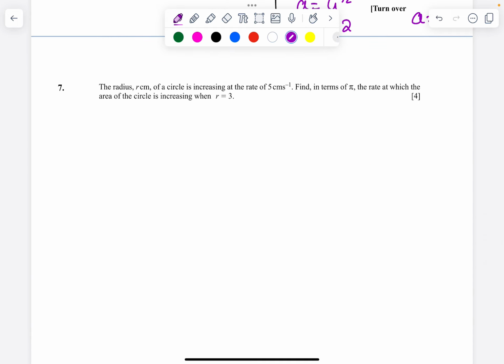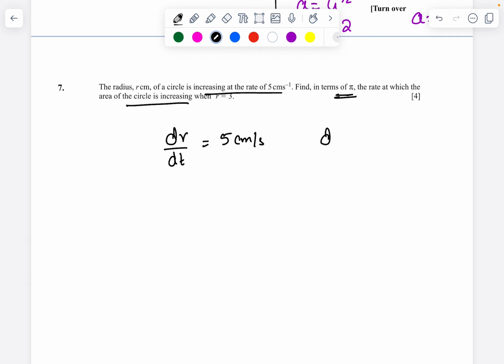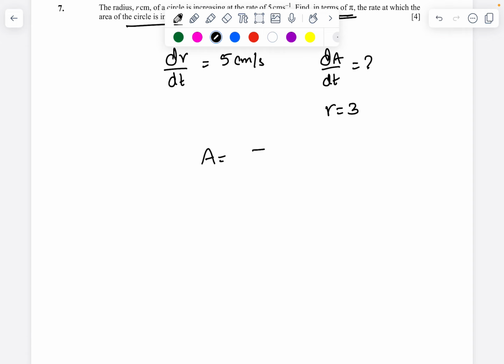Question number 7. The radius of a circle is increasing at a rate of 5 centimeters per second. dr by dt equals 5 centimeters per second. Find in terms of pi the rate at which area is increasing. So dA by dt equals question mark, when radius equals 3. So we know that area of a circle is pi r square. So dA by dr equals 2 pi r. Now dA equals 2 pi r times dr.